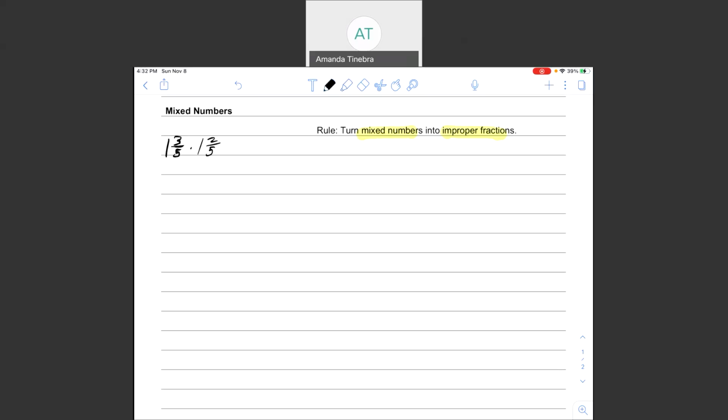So remember that to turn mixed numbers into improper fractions, all we have to do is the denominator times the whole number, add the numerator, that goes on top, and our denominator itself stays the same. So 5 times 1 is 5, plus 3 is 8/5 times, same thing for the other one, 5 times 1 is 5, plus 2 is 7/5.